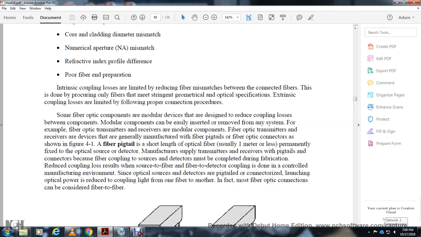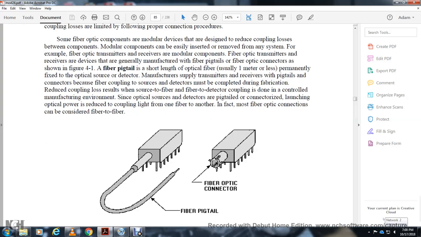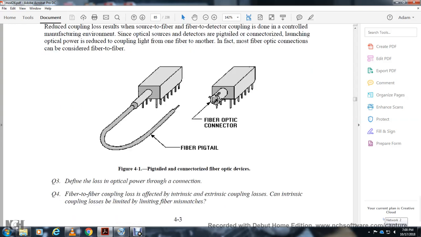Launching optical power reduces the coupling loss of light from one fiber to another. In fact, most fiber optic connections can be made fiber to fiber. Fiber optic connectors favor pigtails.